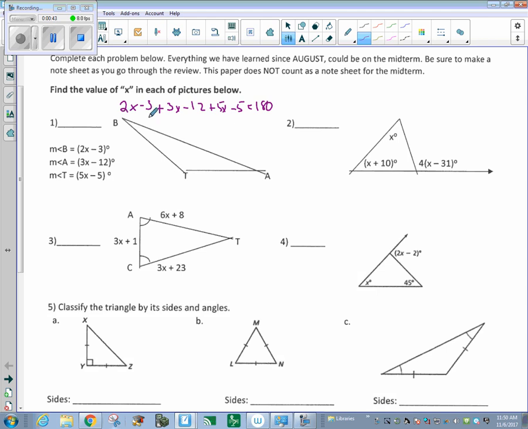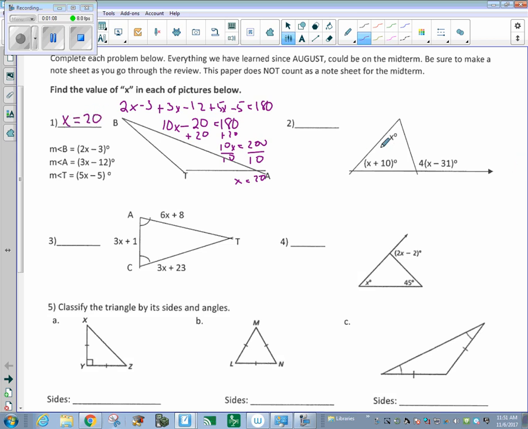So I'm going to combine my like terms. All my x's combined together give me 10x. When I combine my numbers together, I get negative 15, negative 20. That equals 180. If I then solve this algebraically by adding 20 across the equal sign, 10x will equal 200. If I divide by 10, x comes out to be 20 for that first one.